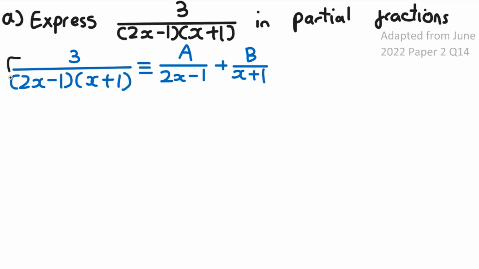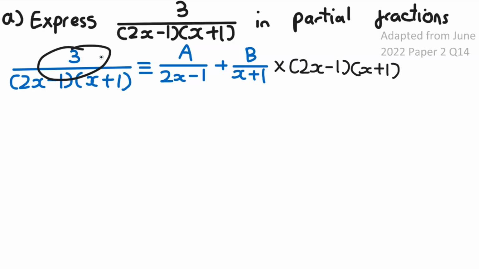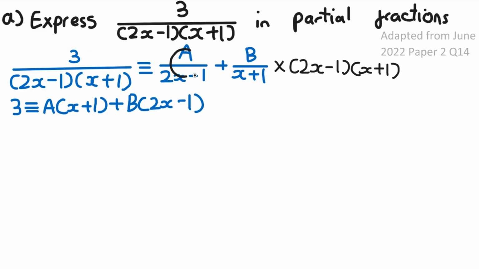So firstly, what we're going to do with this equation here is we're going to multiply all the terms by this denominator here, so these two brackets, 2x minus 1 and x plus 1. So if we first focus on this term, this will just cancel out this denominator here and leave us with 3. If we focus on this term here, this 2x minus 1 denominator will cancel out with the 2x minus 1 bracket and just leave us with a multiplied by x plus 1. And then this term here, the x plus 1 denominator will cancel out with this bracket and leave us with b multiplied by 2x minus 1.